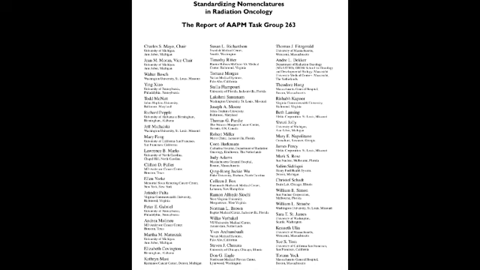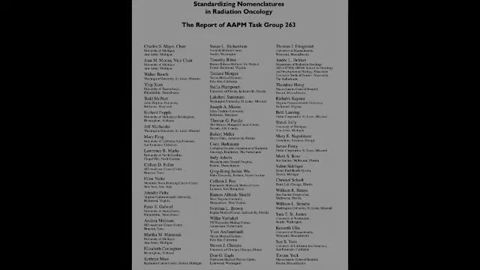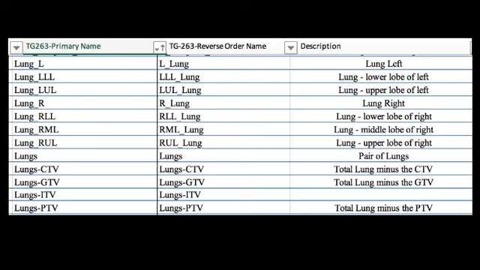So this is the work of many, many people over quite a few years, so I want to give credit to them. This is the table from TG263, just an example of it. So here you'll see left lung, and here's how it should be named according to this report. And then here's another example, right lung, and then you can see on this list further down lungs, and it explains how those should be combined, and then you could have lungs minus PTV, and that's a logical operation where you take the lungs and you algebraically subtract out the PTV from there. So this and the rest of the table provide standards for naming that allow us to communicate.